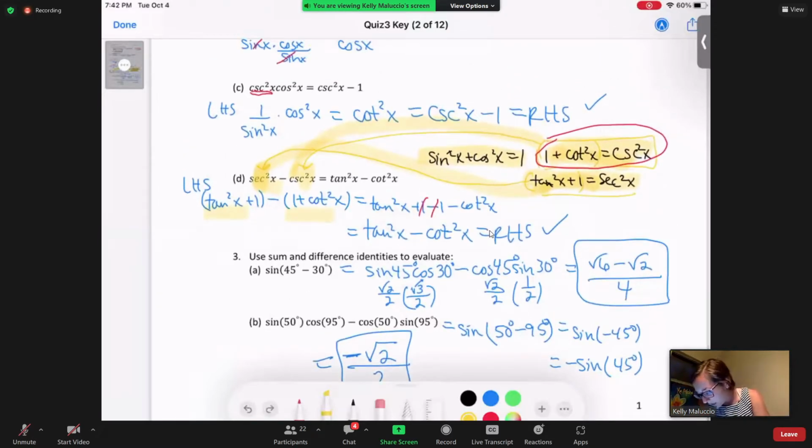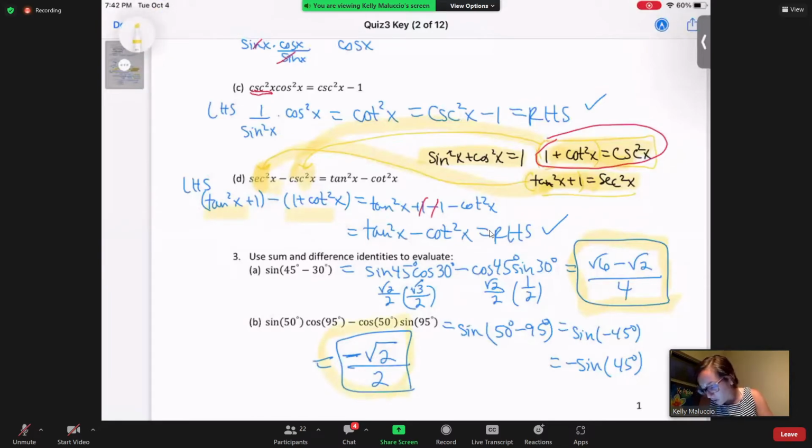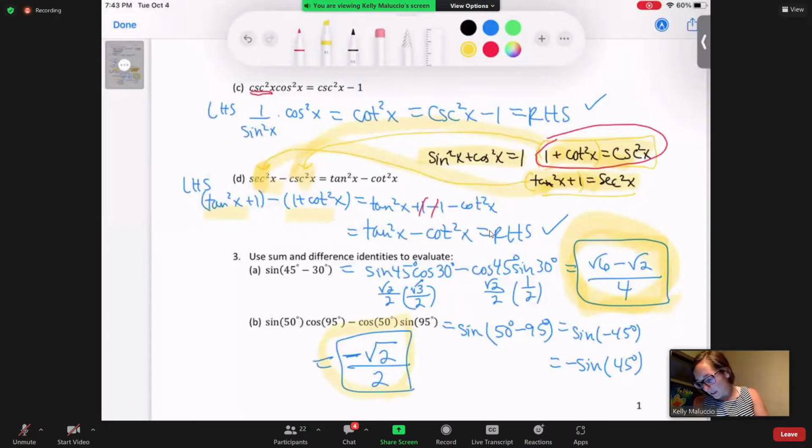And then number 3, most people got it. Maybe they mixed up a sign or something, but the answer is square root of 6 minus square root of 2 over 4 and negative root 2 over 2. If you got something funky like square root 2 minus square root 3 over 2, or some other thing, I marked it correct, because it is correct. You just did it slightly differently than how I did it. And if you got that decimal, it's the same thing. So hopefully that helps.